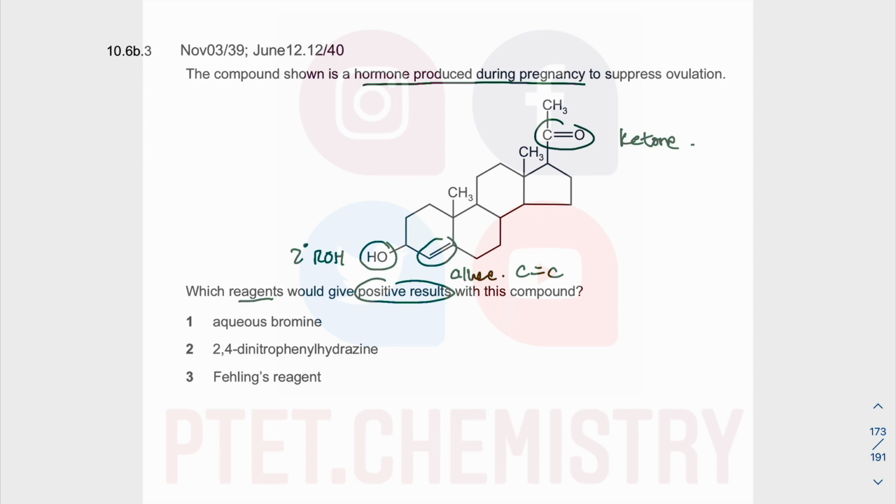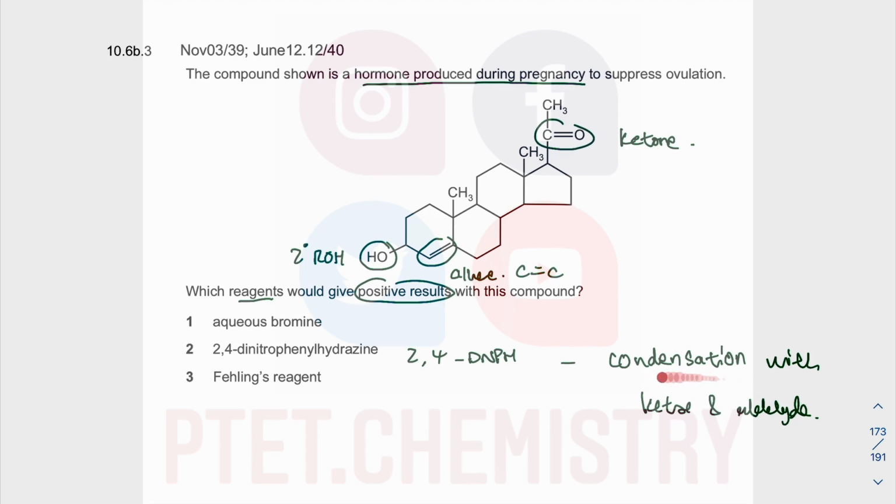So if I look at 2,4-DNPH, that will undergo a condensation reaction. I hope you know the reaction is called a condensation reaction with ketones and aldehydes, and you will get nice orange crystals out of them. As a result of the condensation reaction, you should be able to draw the product and balance the equation. All right, very important part of AS level chemistry.